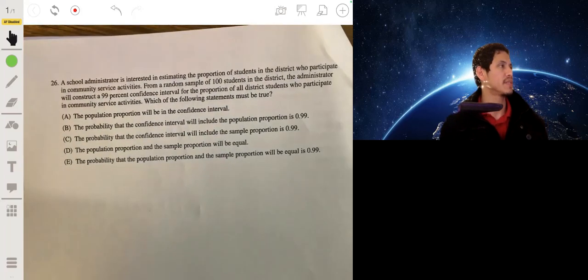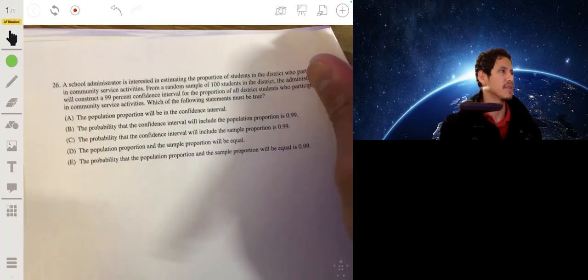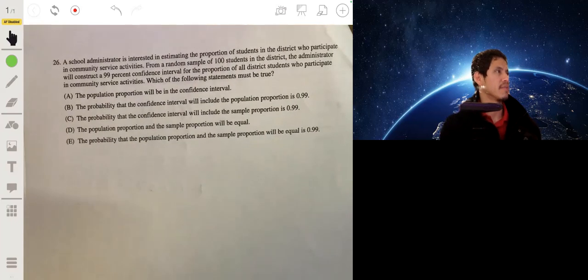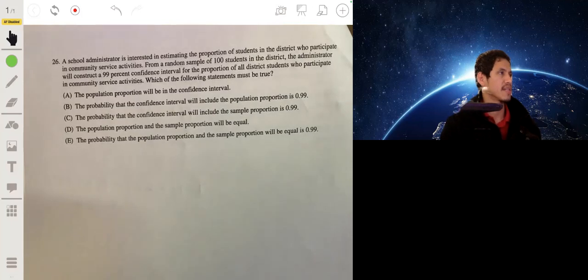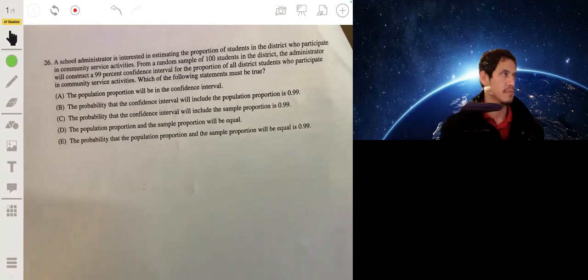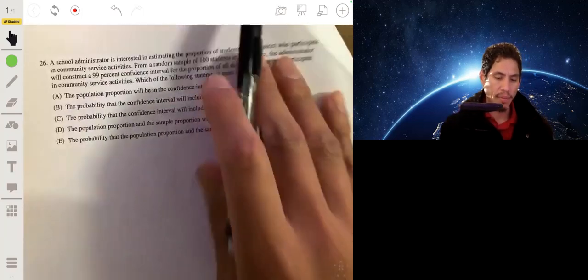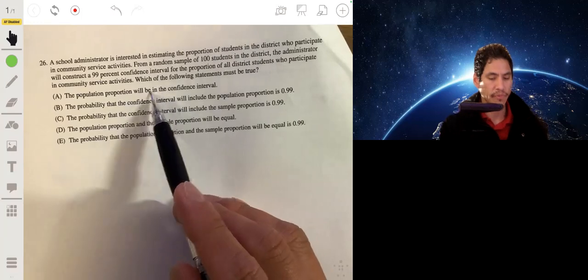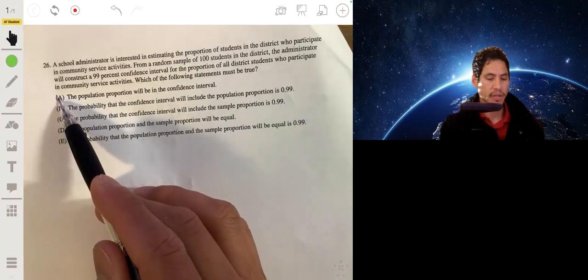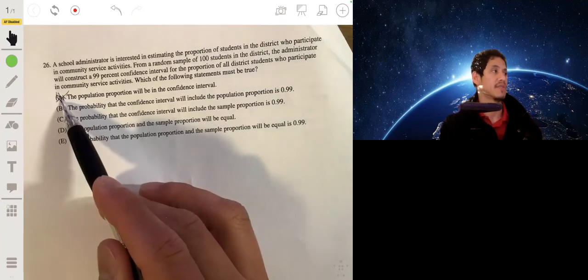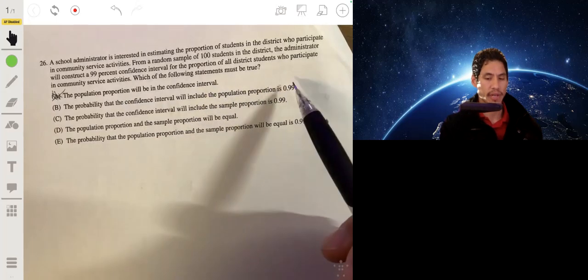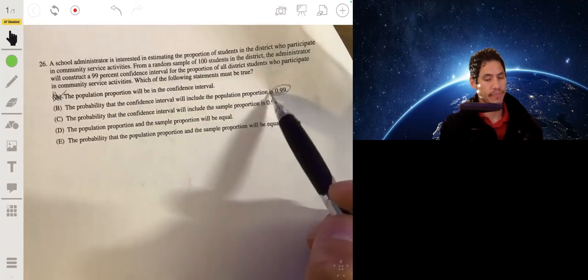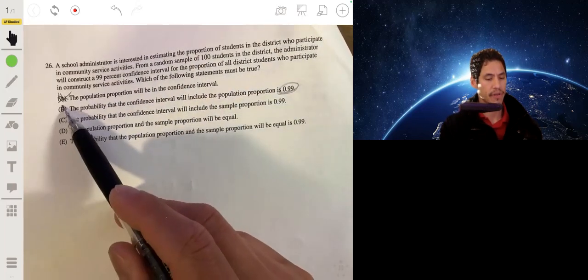Number 26, a school administrator is interested in estimating the proportion of students in the district participating in community service activities. From a random sample of 100 students in the district, the administrator will construct a 99% confidence interval for the proportion of all students who participate in community service activities. Which of the following statements must be true? Right, so the population proportion will be in the confidence interval. Well, we know that's possible, but it's not 100% certain. The probability that the confidence interval will include the population proportion is 0.99. That's pretty much correct.